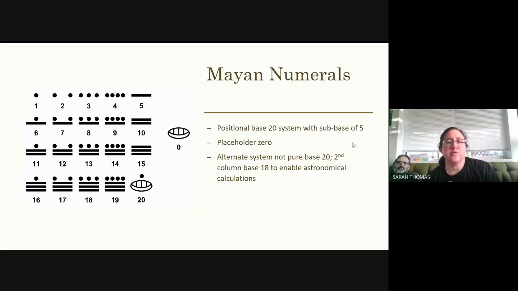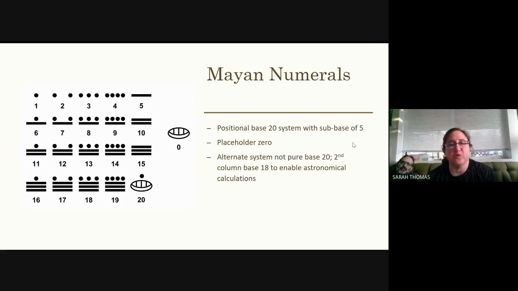What a sub-base is, is kind of a resting point in between your counting from 1 to whatever your base is. They also followed the principle that you can't really count more than 4 objects with your eyes. So a dot would represent 1, 2 dots were 2, 3 dots were 3, 4 dots were 4, and 5 was now a line. So that's why it's a sub-base, because it's now represented by a different symbol. And then of course it's an additive system. So if you have a line and 2 dots, that's 5 and 2, which is 7.